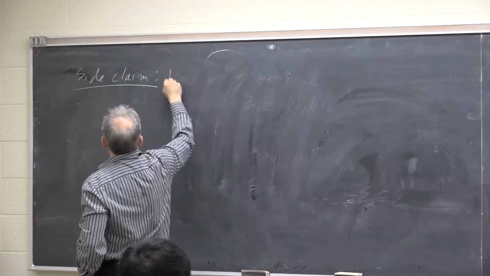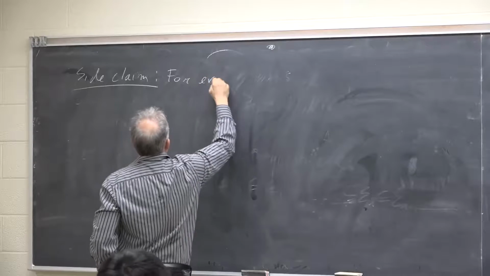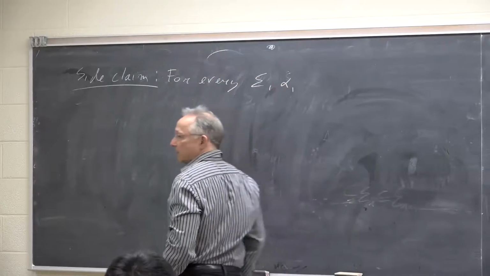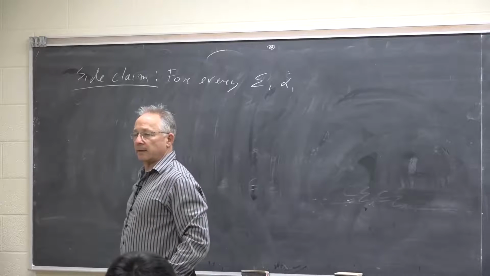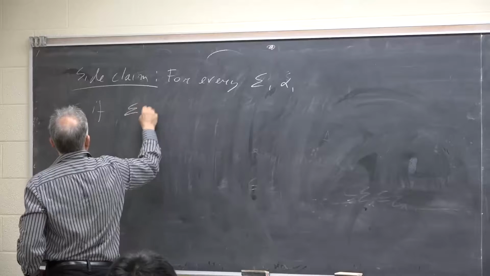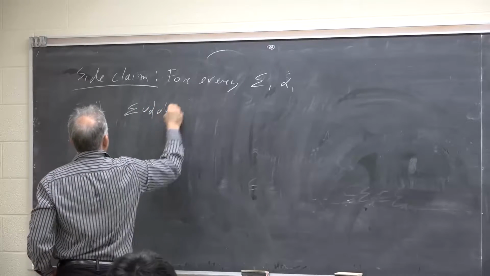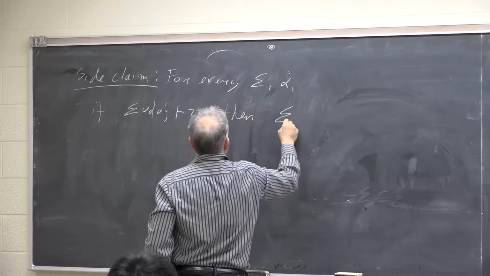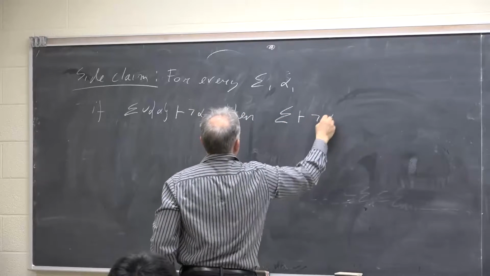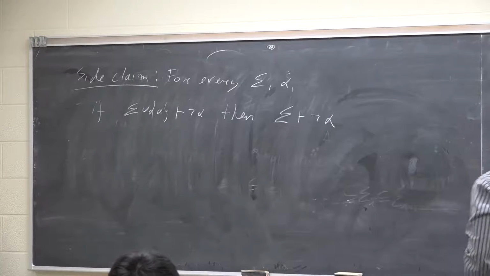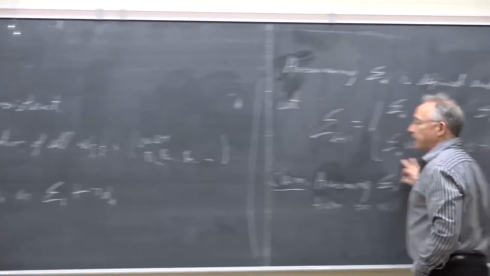And it says that for every sigma and alpha, if sigma union alpha proves not alpha, then sigma doesn't need alpha to prove not alpha. You see, this would sort out our concern that this may become inconsistent.